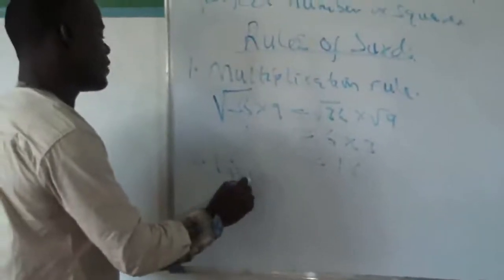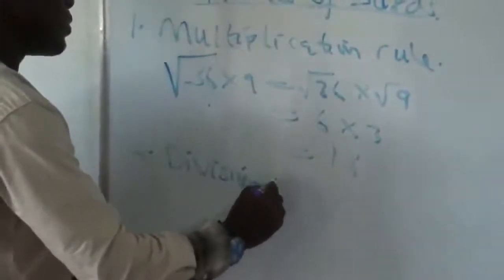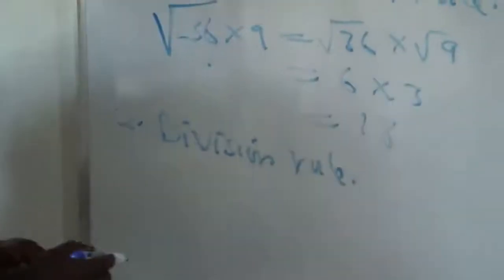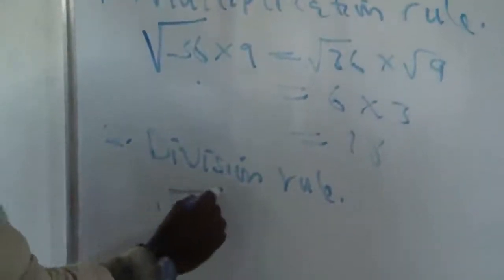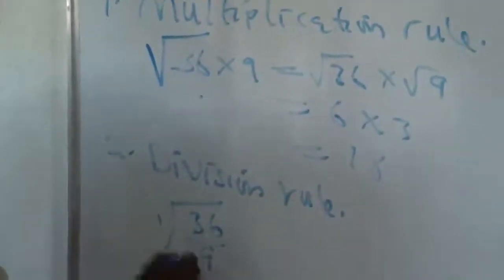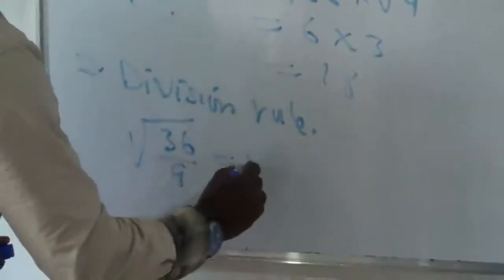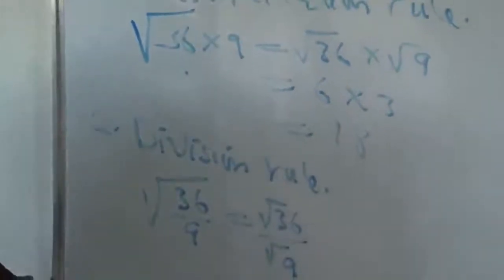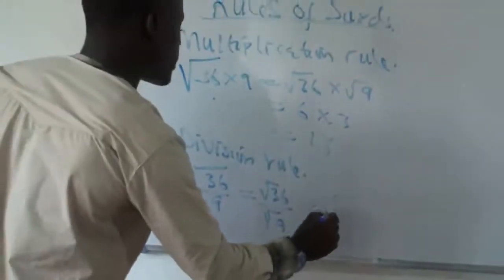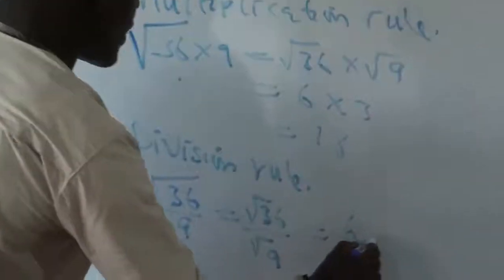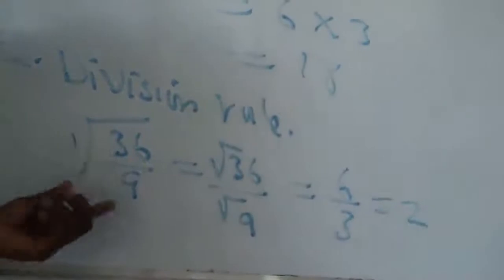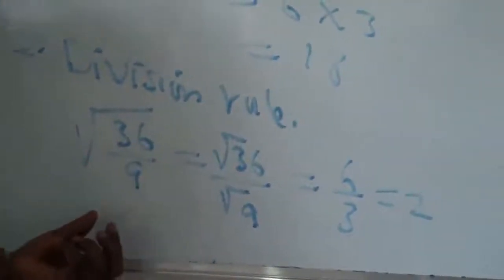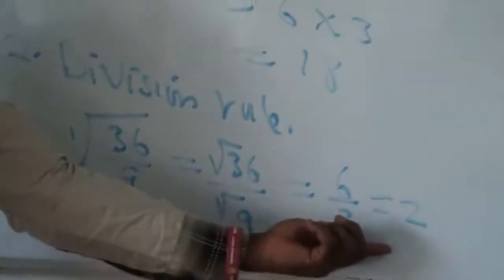The second one is the division rule. In the division rule, if you have square root of 36 divided by square root of 9, you can split it into root 36 all over root 9. And that will mean 6 over 3, and that is 2. You can even check: when you say 36 divided by 9, definitely we get 4, and the square root of 4 is 2.